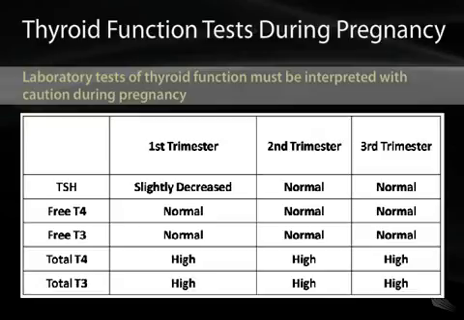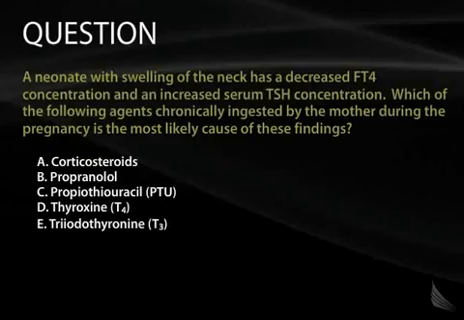In the second and the third trimester, TSH levels come back to the normal range, and free T4 should be in the normal range, but the total T4 continues to remain high because of an increase in TBG. So again, I would like to emphasize that point that in the first trimester, the only hormone that would be a true measure of the thyroid status would be free T4.